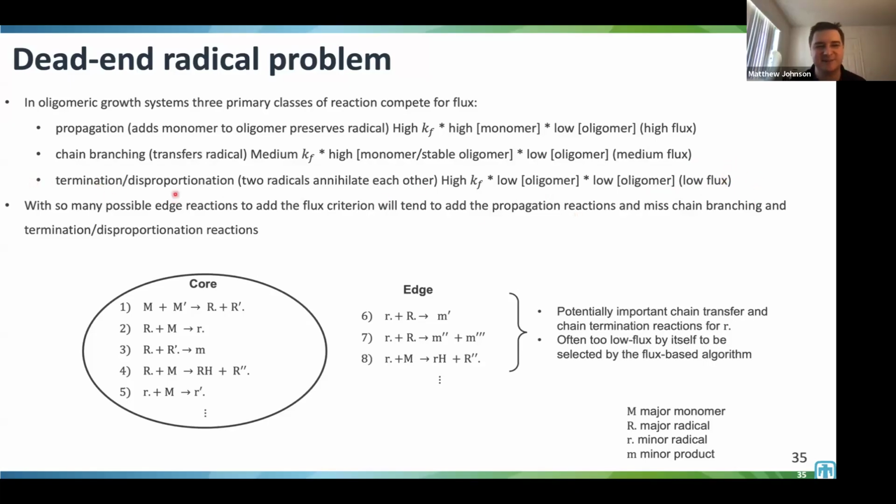It's worth noting that for termination and disproportionation, RMG usually doesn't have trouble with these, primarily because the radical concentration will simply build up until this flux gets large enough.